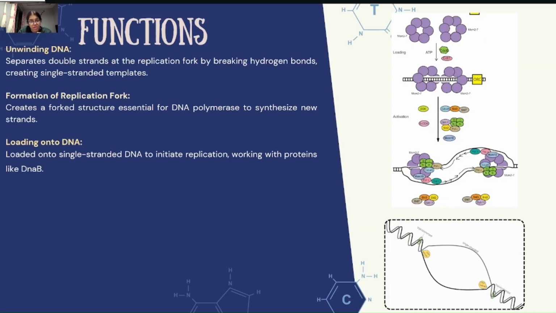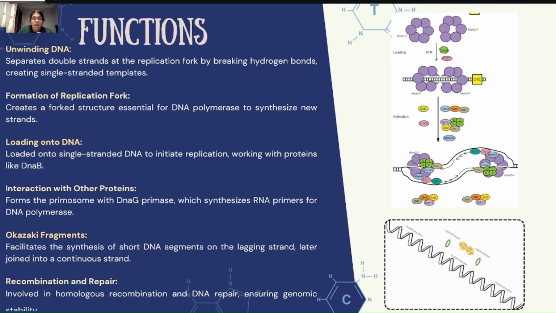Talking about the function, the major function is unwinding of the DNA. Helicase separates the double strands at the replication fork by breaking hydrogen bonds, creating single strand templates. Then there is formation of the replication fork, which creates a forked structure essential for the DNA polymerase to synthesize a new strand. Then there is loading onto the DNA.